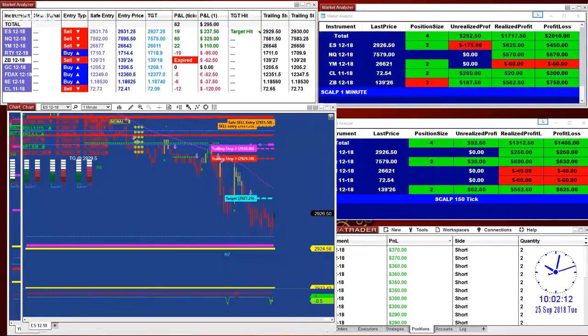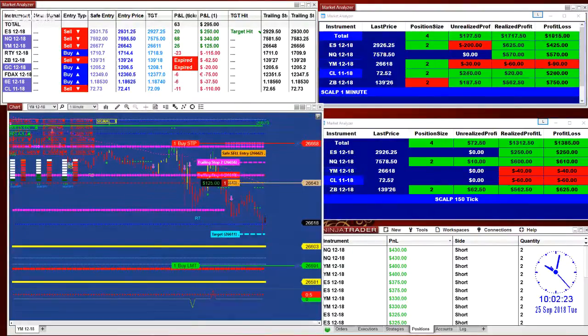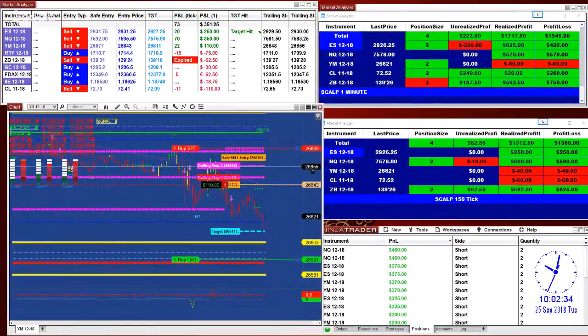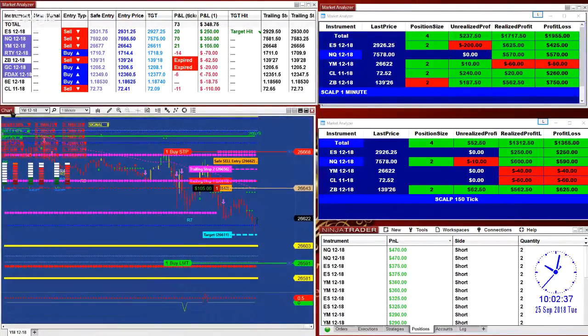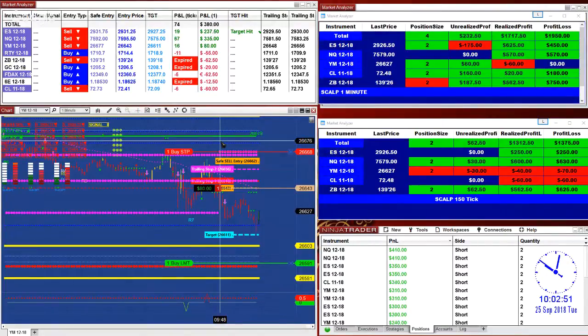Okay. Now we can see how the ES will have a problem at 24.75. So be careful with the ES. And if we notice on the YM, we missed the target by one tick. We'll see how we're going to approach the YM. As for the Nasdaq, I will keep my eye on the Nasdaq for when we have a new signal.